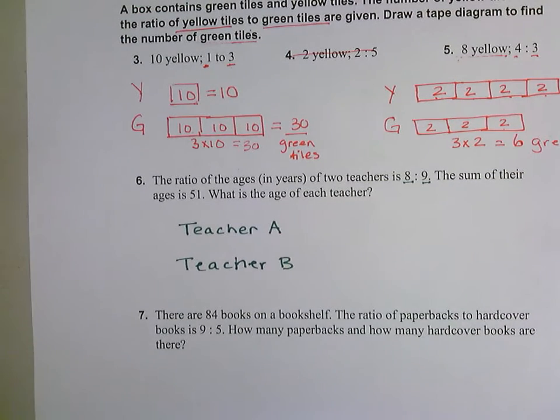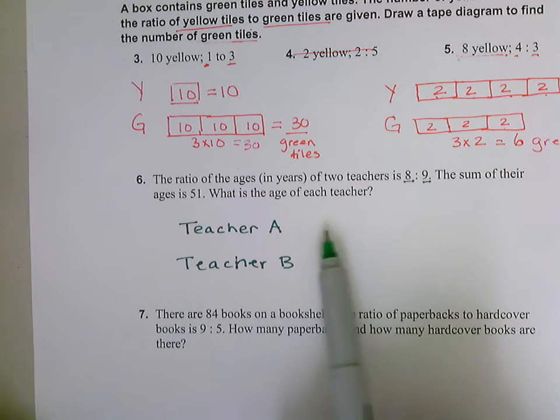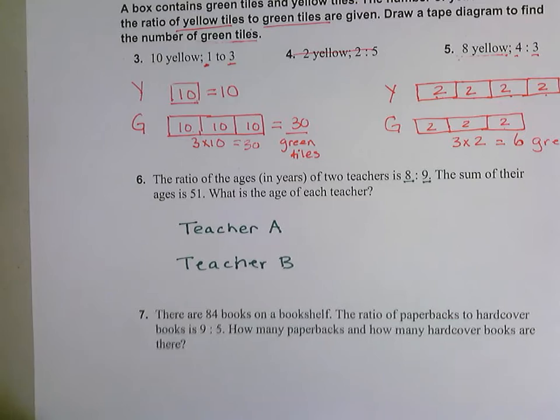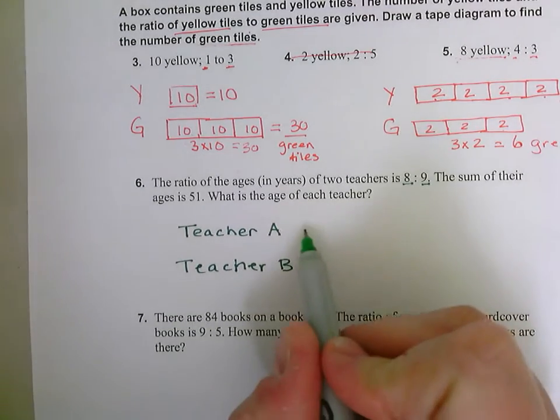So get out your paper and pencil, pause the video if you need to. We're going to go ahead and do this together. So I want you to write out teacher A and teacher B, and then we're going to draw 8 parts for teacher A and 9 parts for teacher B. So pause the video while you go ahead and get that drawn, and then replay when you're ready.